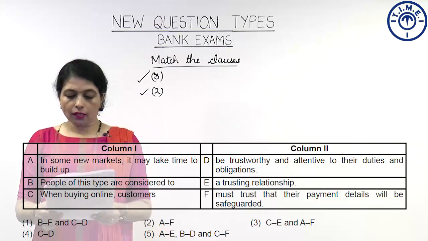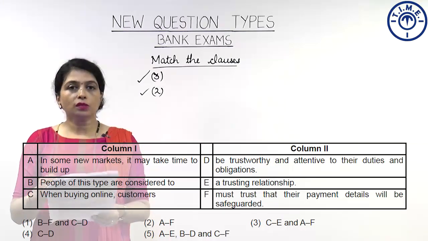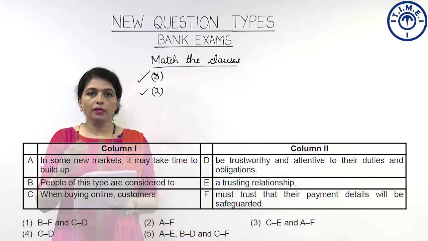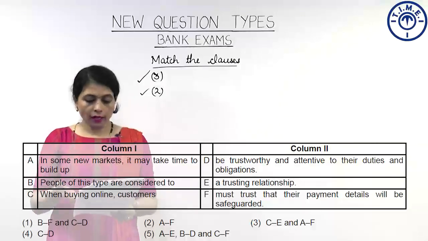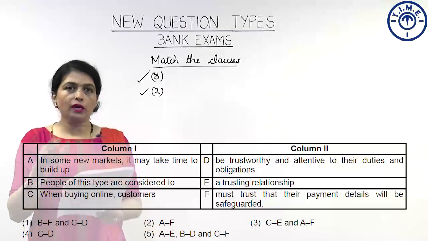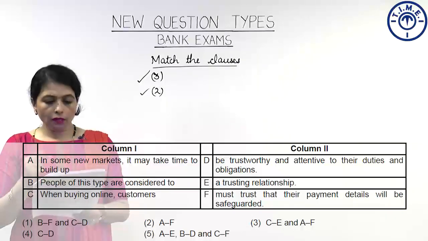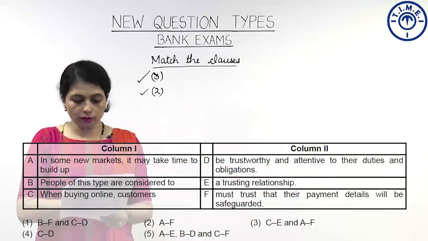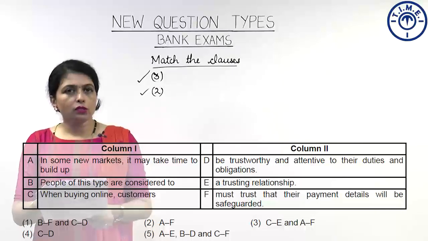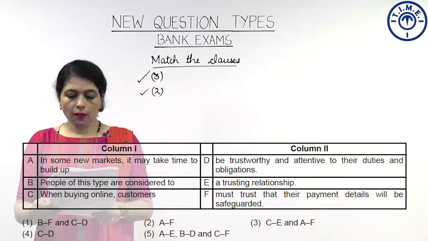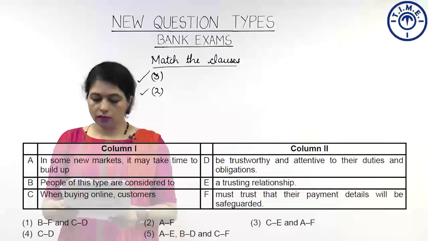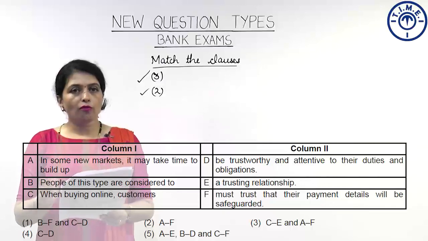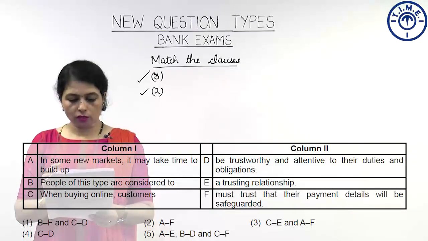People of this type are considered to... And because it says "people of this type," it definitely has to be followed by adjectives to describe people. Now I read out that part with you where adjectives were present. Which was that part? That part was D. The words "trustworthy" and "attentive" are adjectives, and they are good enough words to describe people. People of this type are considered to be trustworthy and attentive to their duties and obligations. So B and D are also forming a correct sentence combination.